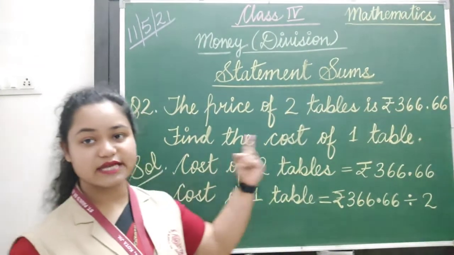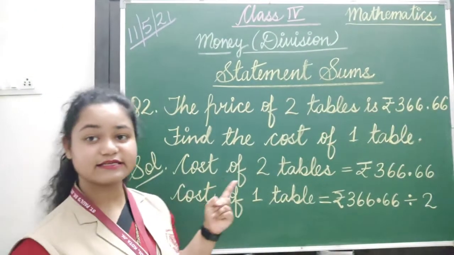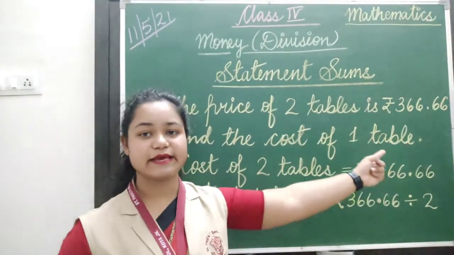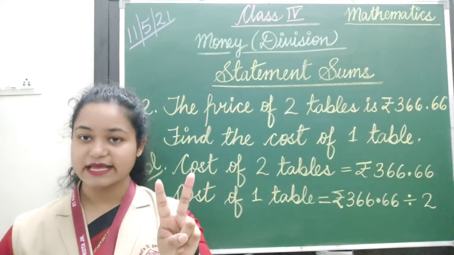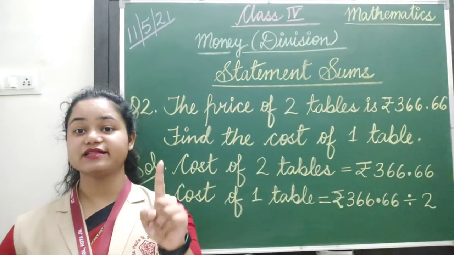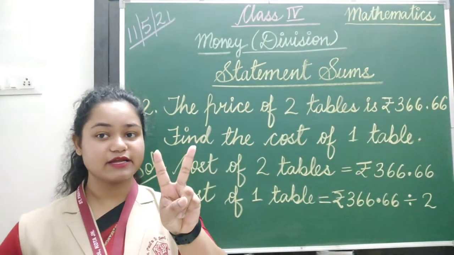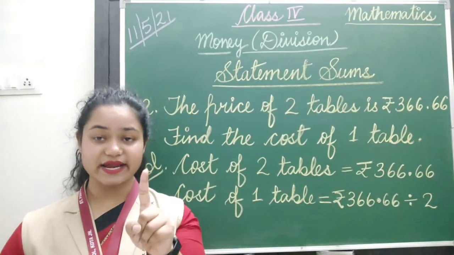Okay, so just now we have read only the first sentence of the question. Let's see the second sentence now. Find the cost of 1 table. Okay, the cost of 2 tables is given to us, and they have asked us to find the cost of 1 table. Okay, the cost of 2 tables was given, and they are asking about 1.